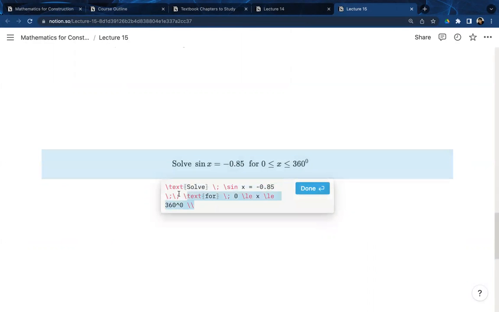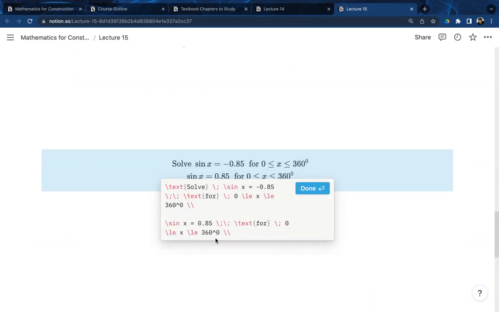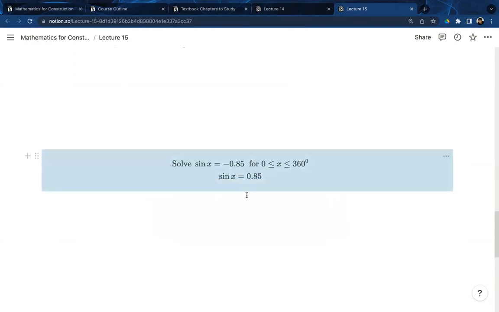So let me show you what you do. First, you solve this equation here, where it's positive, right? So we say sine x is equal to 0.85. What does this give here?